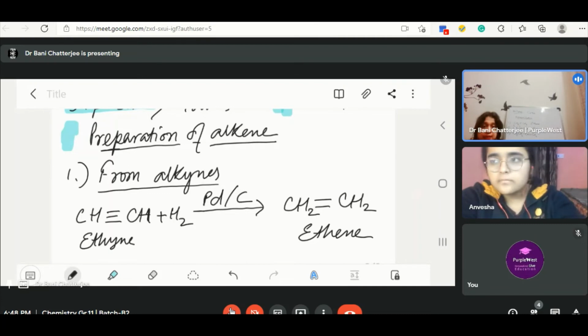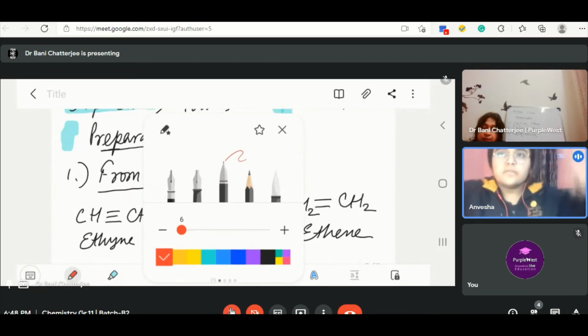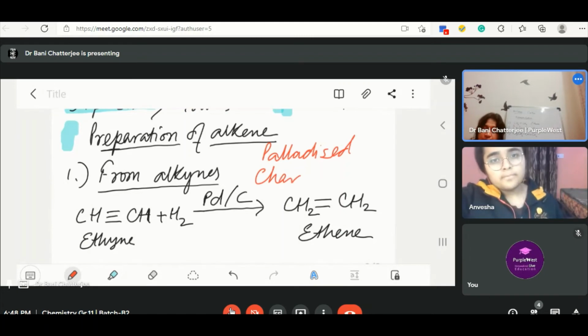What is that? Pd/C. Pd/C is basically what? Palladized charcoal. Repeat it five times, it is very important. Pd/C is palladized charcoal. Palladized charcoal is also known as Lindlar's catalyst.